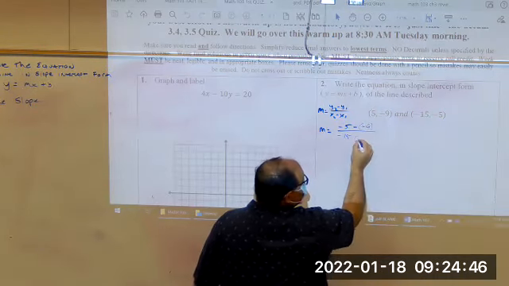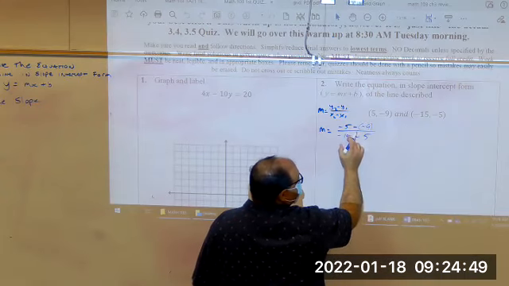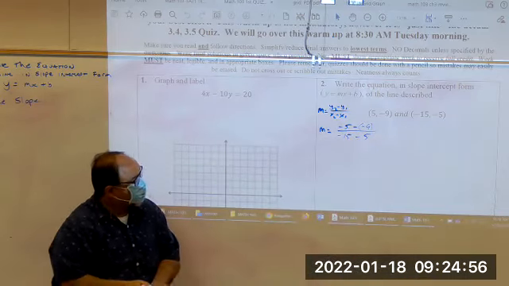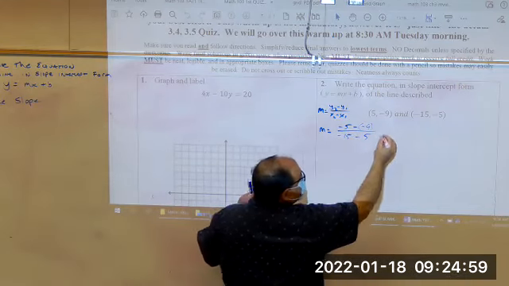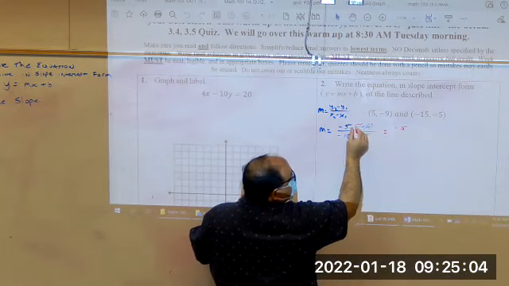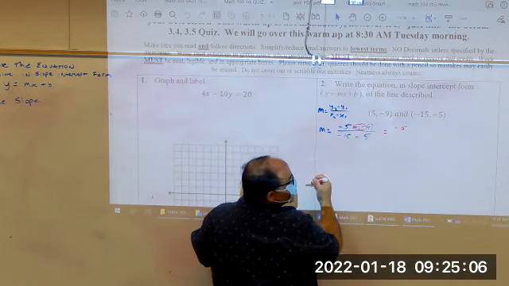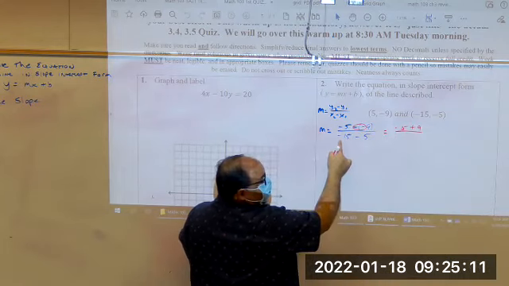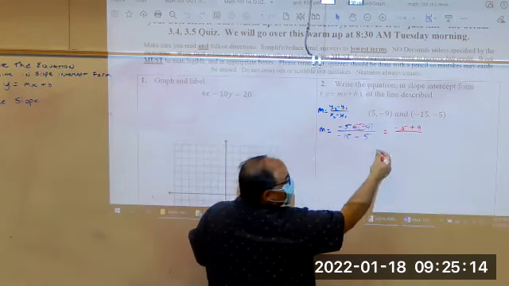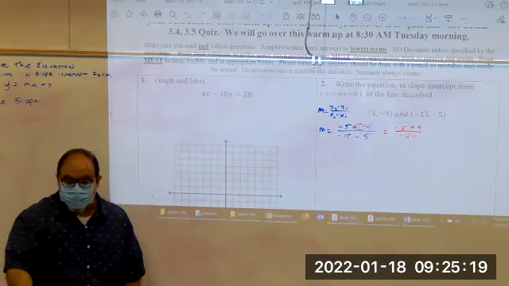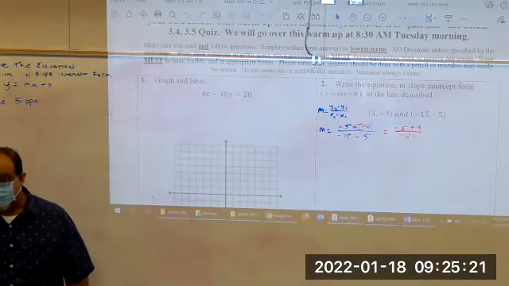-15 minus that 5. Simplify your extra negative. This is -5. 2 consecutive negatives make that a +9. Over -15 minus 5 is -20. 15 negatives and 5 more negatives combine and make 20 negatives.